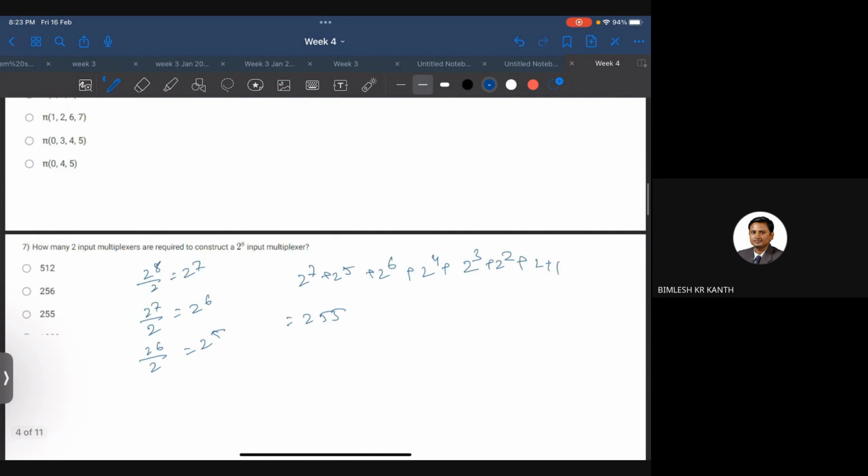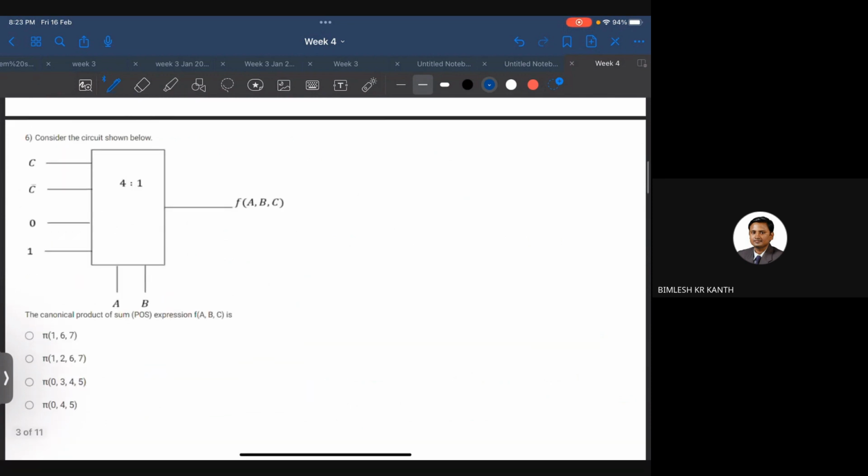Okay, I think we have learned about the 4 cross 1 multiplexers. So consider the circuit shown below. The canonical product POS expression ABC. So you have to find the POS. Can you find that? What will be the POS here? Just try to solve. That will be good. What is this C bar? This is C and input is C and C bar is input.